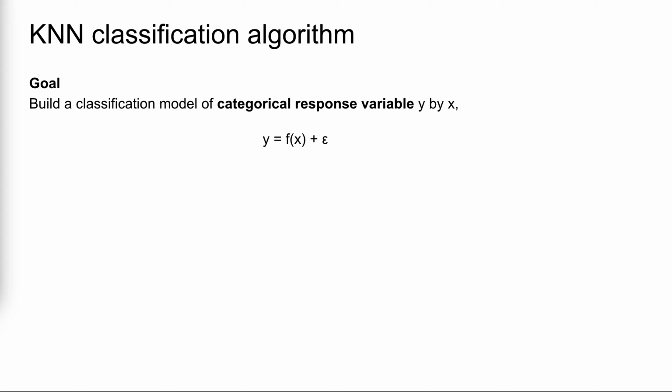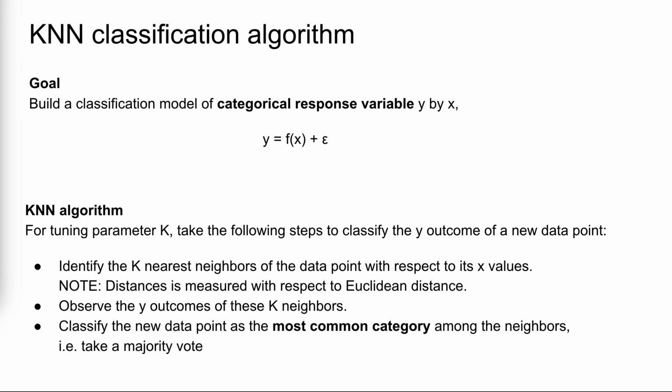The KNN algorithm for building a classification model of some categorical response variable y by predictors x is summarized here. For a given value of the tuning parameter k, we take the following steps to classify or predict the y outcome of a new data point. First, we identify the k-nearest neighbors of the data point with respect to its x values. And by default, nearness or distances are measured with respect to Euclidean distances. Next, we observe the y outcomes of the k-neighbors. And finally, we classify the new data point as the most common category among the neighbors. That is, we take a majority vote.